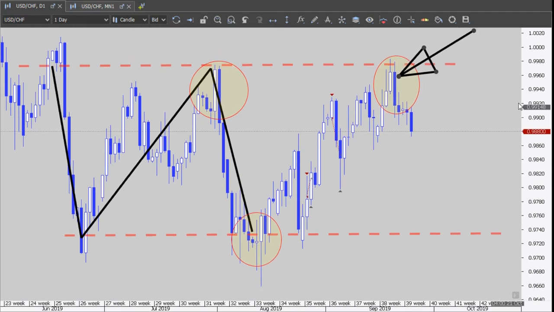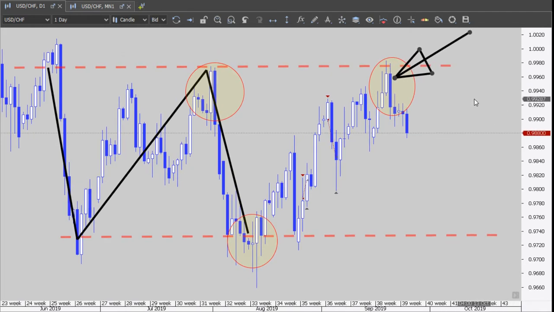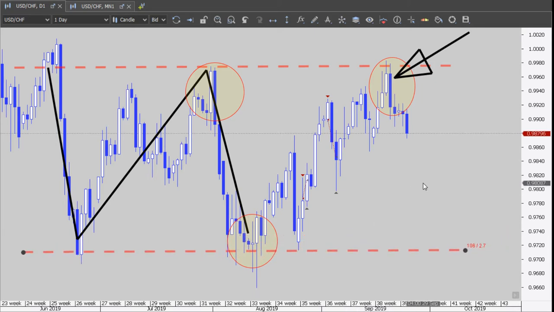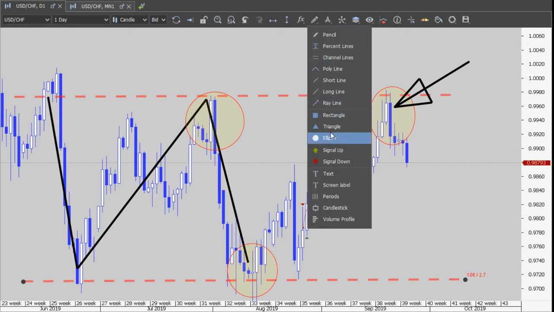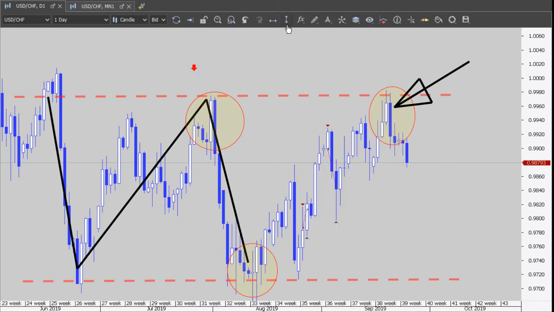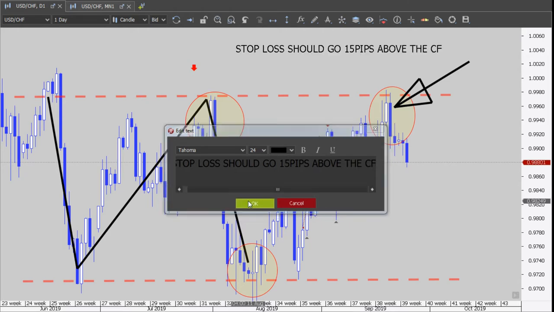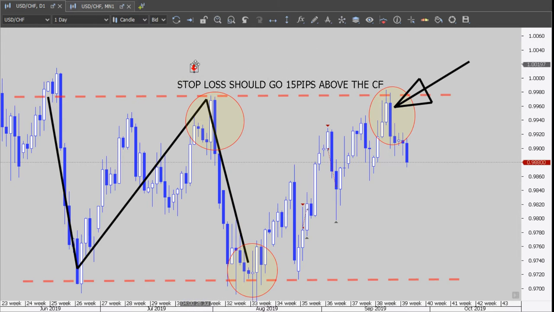Okay, now where should the stop loss go, right? So let me check in here. Sideways movement somewhere in here. Stop loss, everybody, should go 15 pips above the candlestick formation. Okay, not the line this time, okay, but 15 pips.